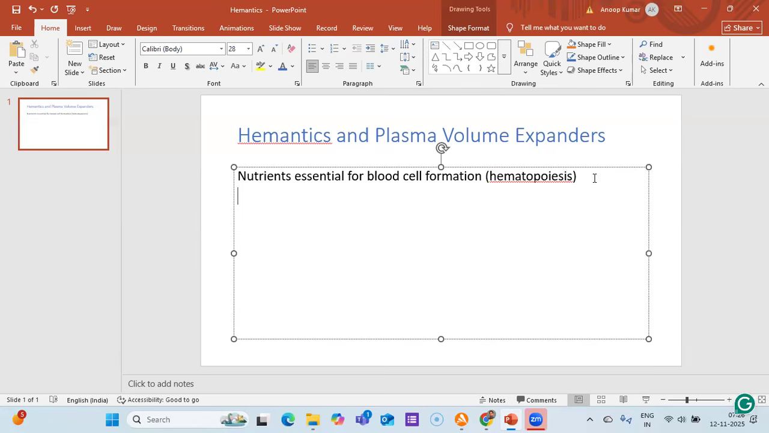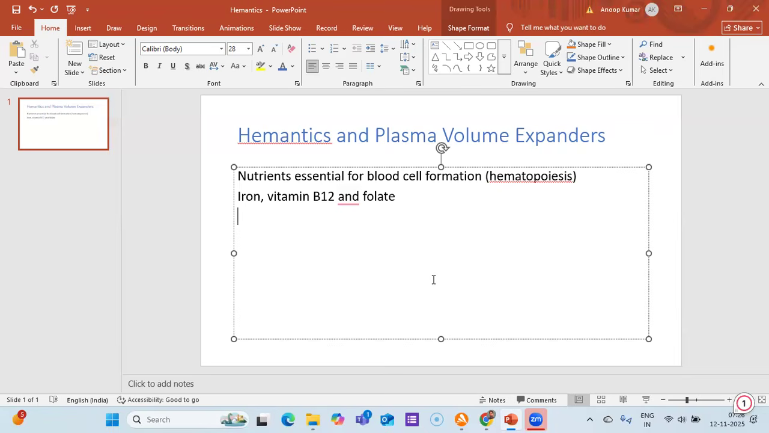As I said, the nutrients which are required are your iron, vitamin B12, right? And your folate. These are the major nutrients which are required for blood cell formation, and these we call hematinics, right? Iron is important for the hemoglobin, right?